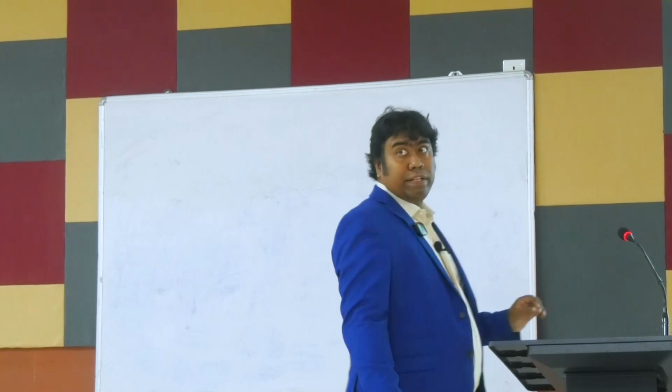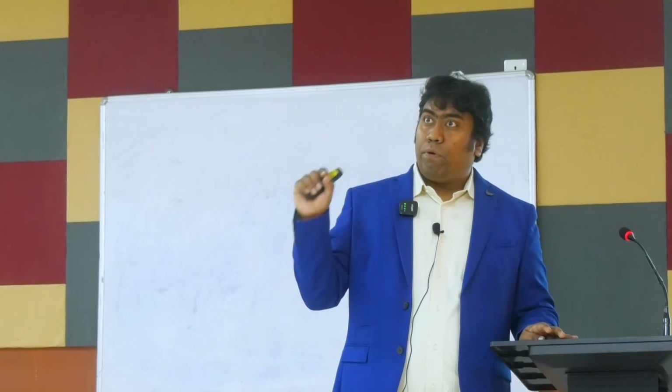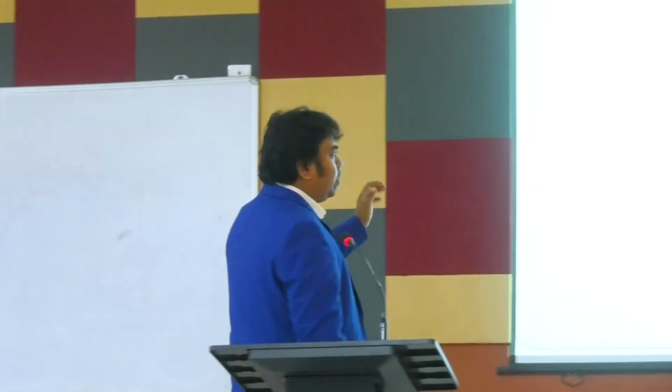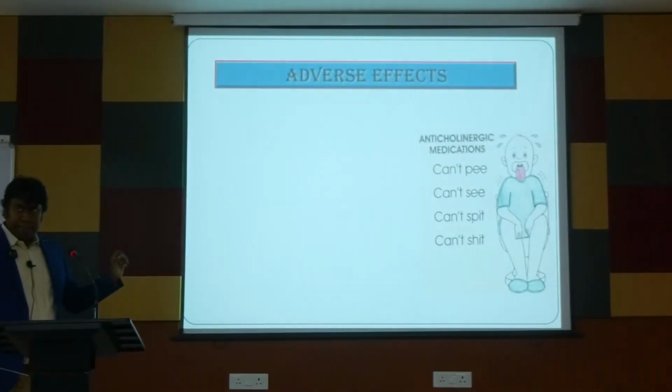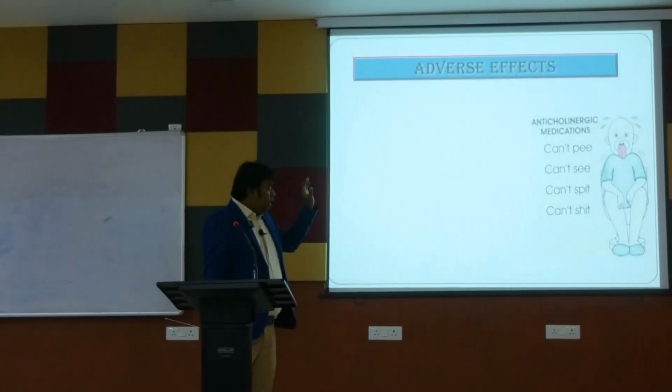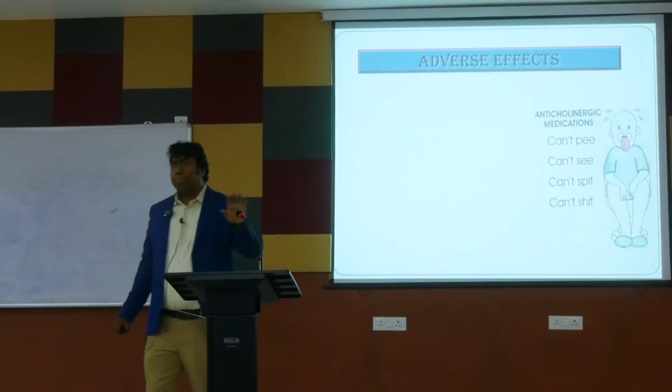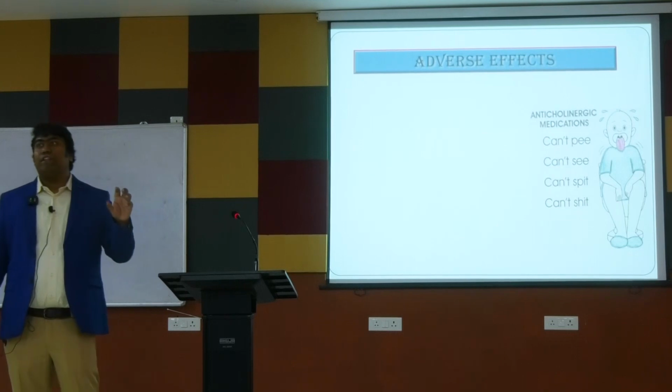Then anything else? Hyperhidrosis, it can be used in hyperhidrosis. Next, poisoning, don't miss poisoning: OP poisoning and mushroom poisoning. Now what are the adverse effects? Reduced urination, cannot see. Why cannot see? Because there is dilatation as well as cycloplegia.